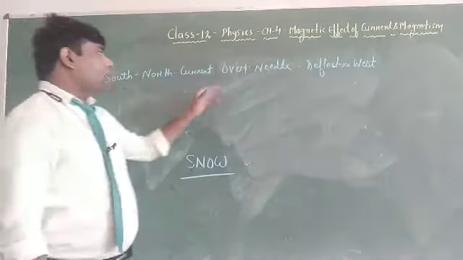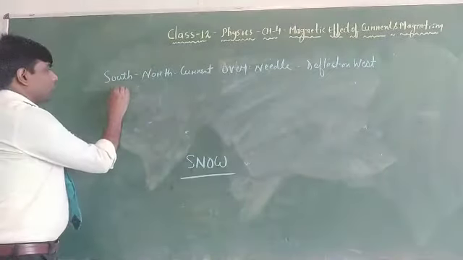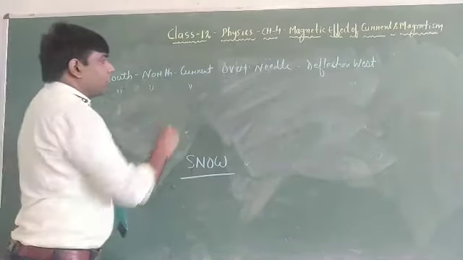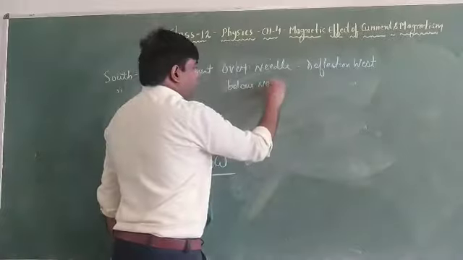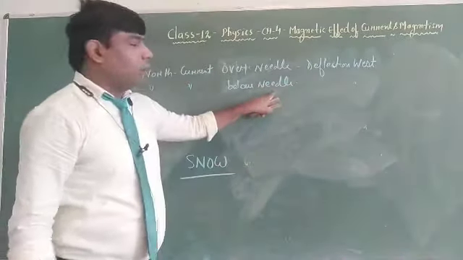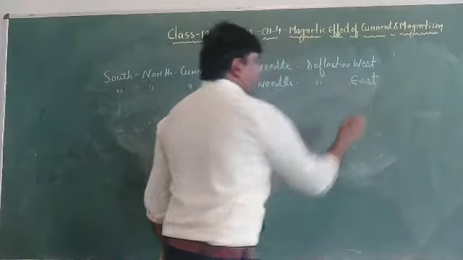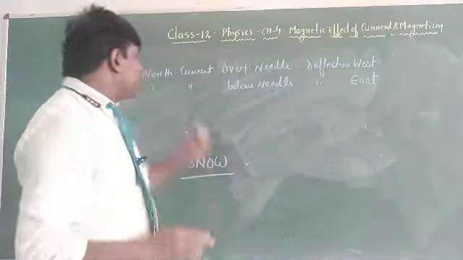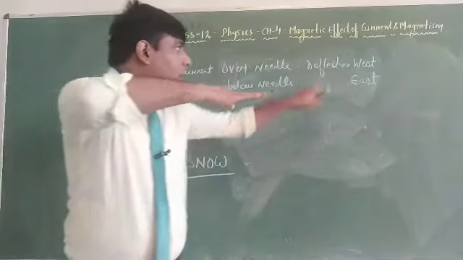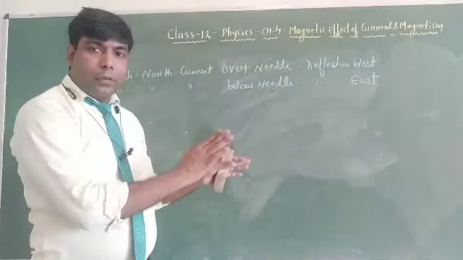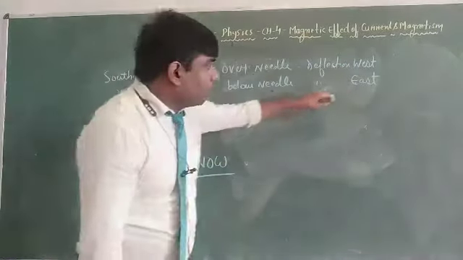when current is going from south to north and the wire is placed above the needle, the deflection is toward west. Now see, if current is south to north, but the wire is placed below the needle, then the deflection will be different. So in two conditions, one is current flowing from south to north with the wire above the needle, then the deflection was west. Now the current direction is the same. What are we changing? We are changing the position of the wire. It is now below the needle, then the deflection is east.